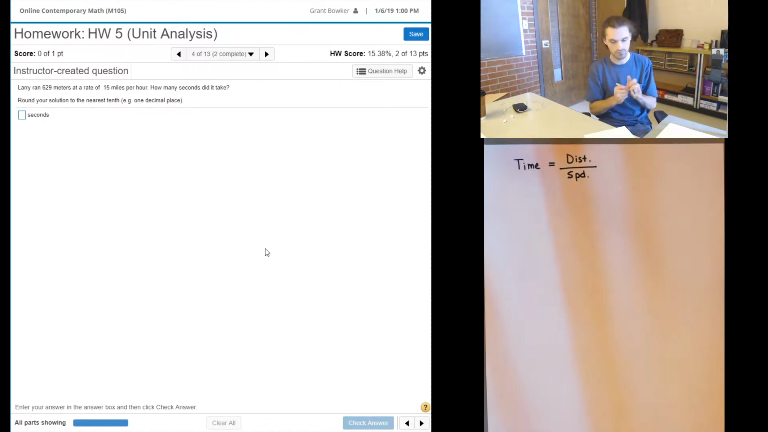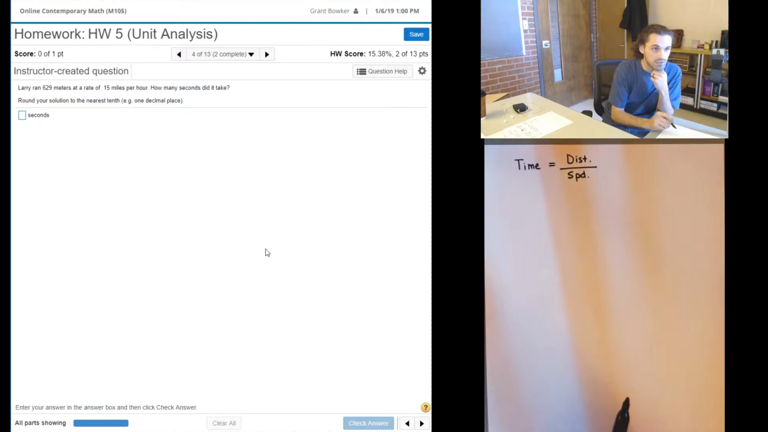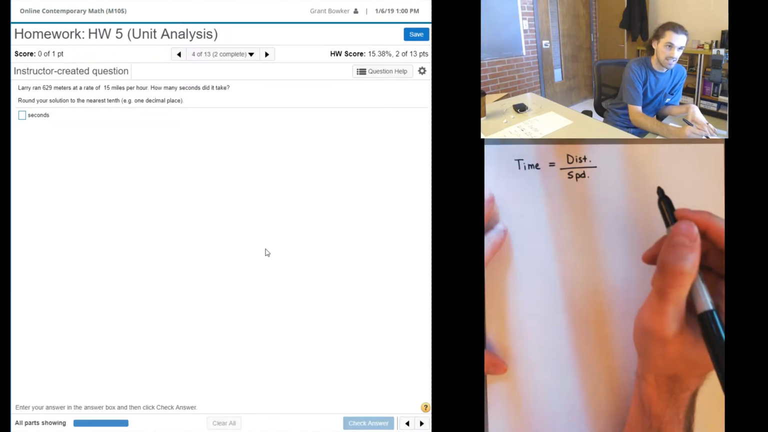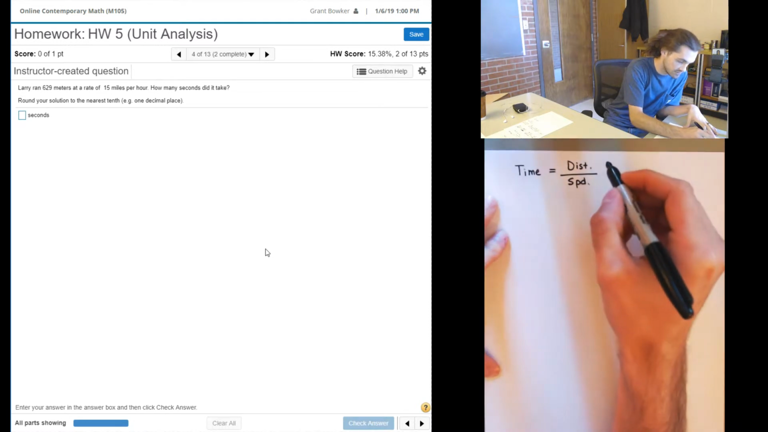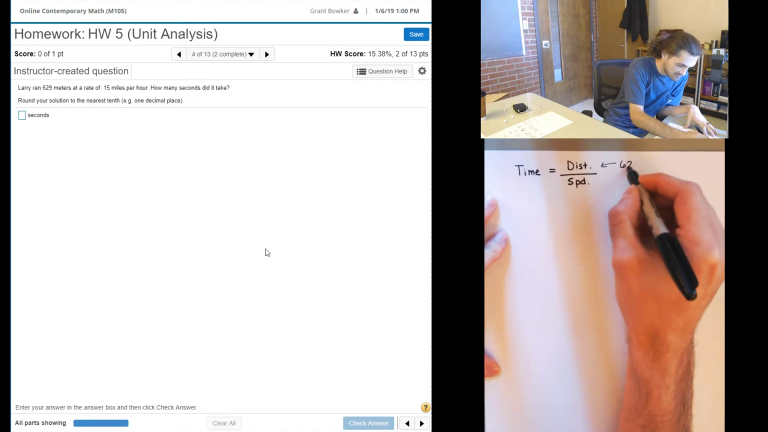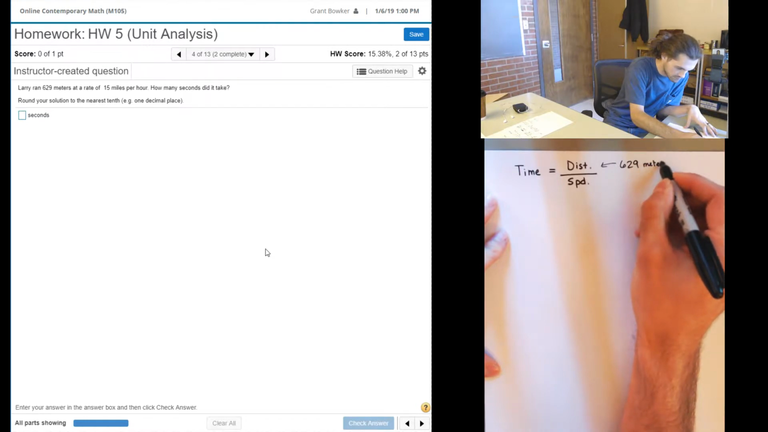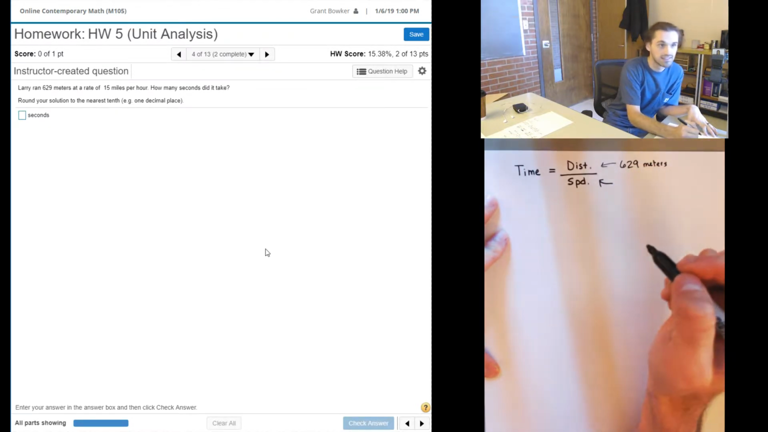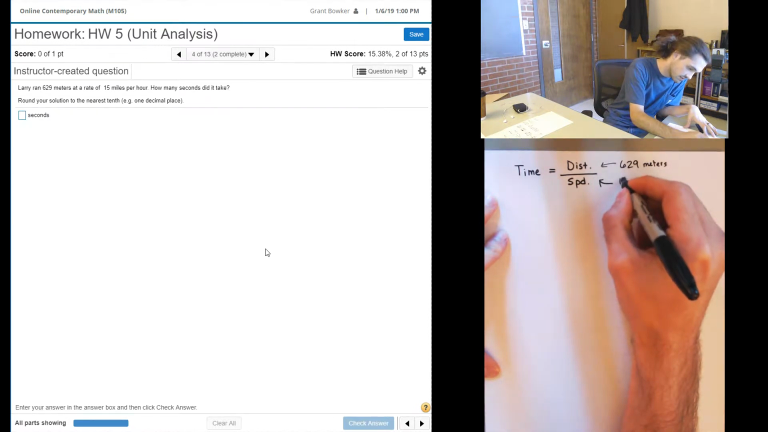All right. So similar approach to the last couple problems. We start with our general equation. We'll fill in the given information, and then we will get the units to line up accordingly. So Larry ran 629 meters at a rate of 15 miles per hour. How many seconds did it take? In this case, Larry ran 629 meters. That's going to be the distance, 629 meters. Speed in this case is 15 miles per hour.